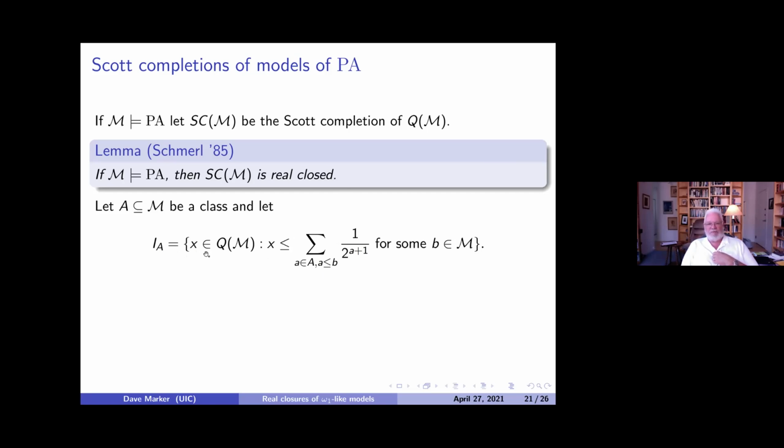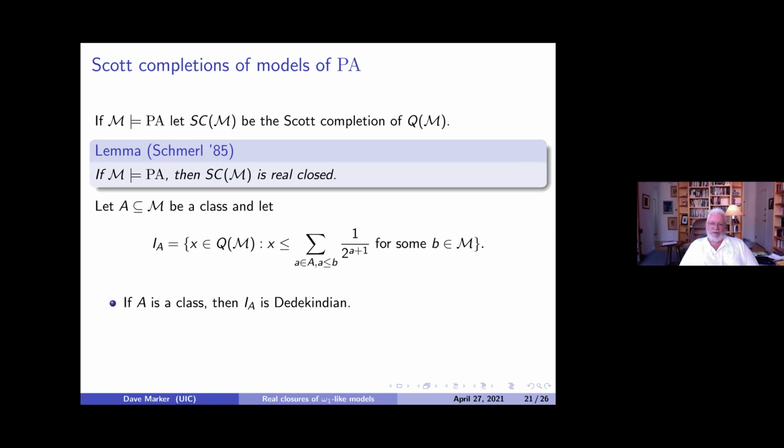Let A be a class. I can find a cut in the model, or a cut over the quotient field, by looking at the x that are less than the sum over a in A of 1/2 to the a plus 1, where I bound these a's by some b in M. And as I vary b, this is going to give me a cut in the model. So you think about, intuitively, you take the infinite series over all a in A of 1/2 to the a plus 1. So you look at the things that are less than that.